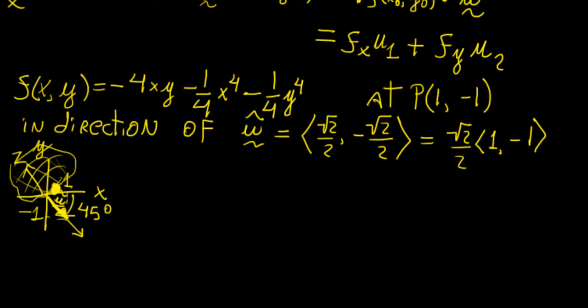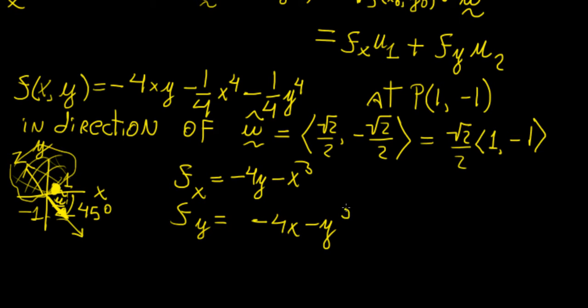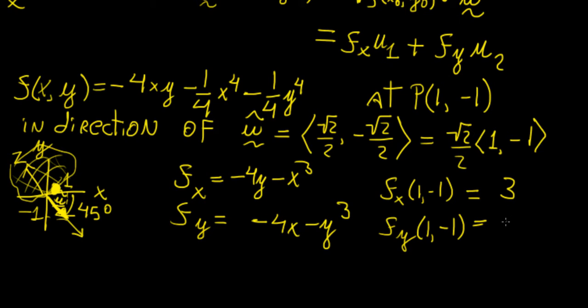So first thing we need to do is obviously find the partial derivatives. So let's have f_x, that's going to be equal to minus 4y minus x cubed. Then f_y is going to be equal to minus 4x minus y cubed. And then if we evaluate each of these at the point (1, -1), we're going to get the following values. So this one is going to be equal to 3, and this one is going to be equal to minus 3.